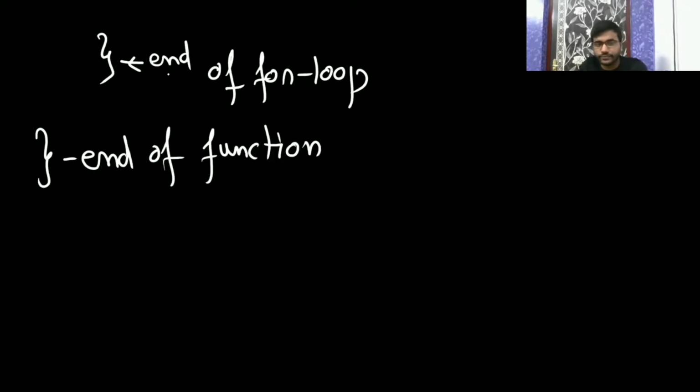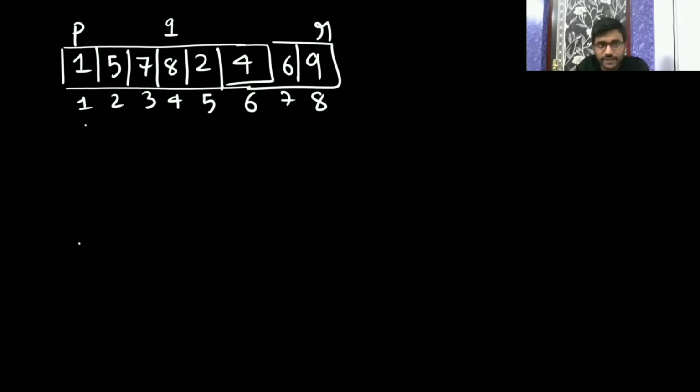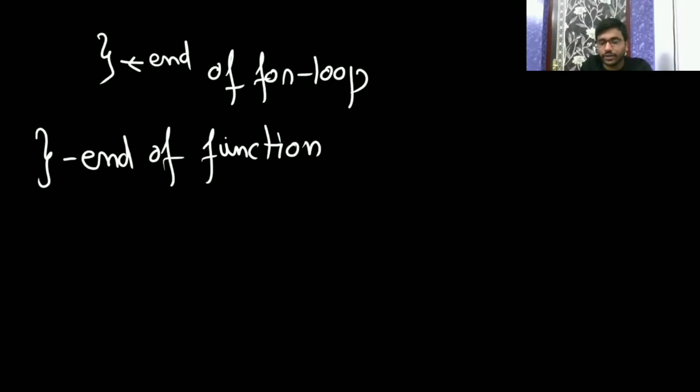So you have to merge this. This is the left half. This is the array they have given, the first index they have given this, the middle index they have given this, and the right index they have given this. So P is your 1, Q is your 4, and R is your 8. Now see here.